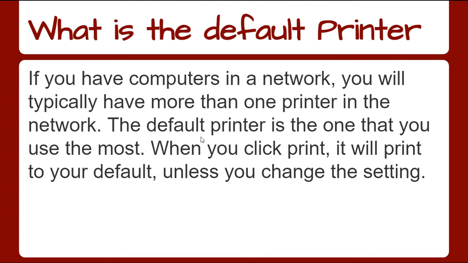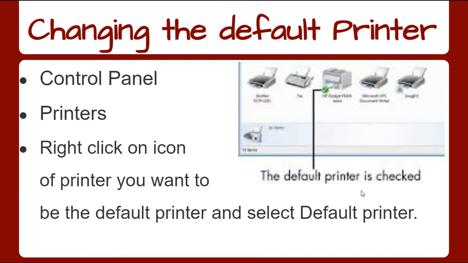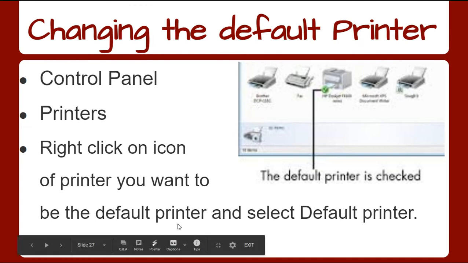What is the default printer? If you have computers in a network, you will typically have more than one printer in the network. The default printer is the one that you use the most. When you click print, it will print to your default unless you change the setting. Changing the default printer, you go to the control panel, you go to printers, you right-click on the icon of the printer that you want to be the default printer, and you select default printer.